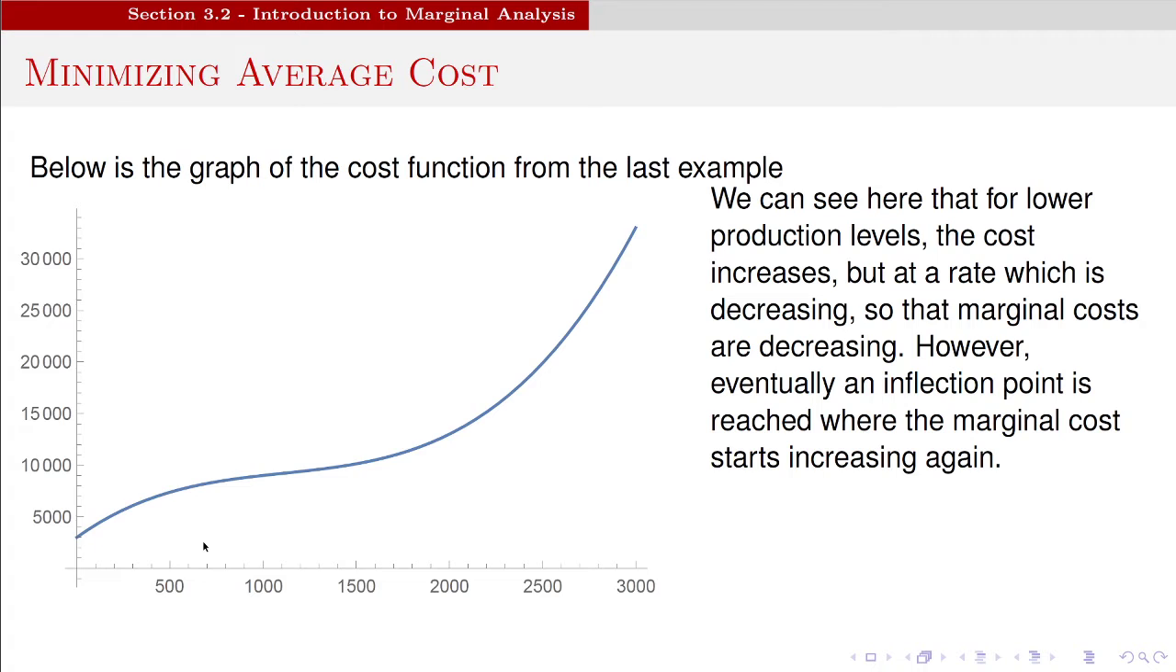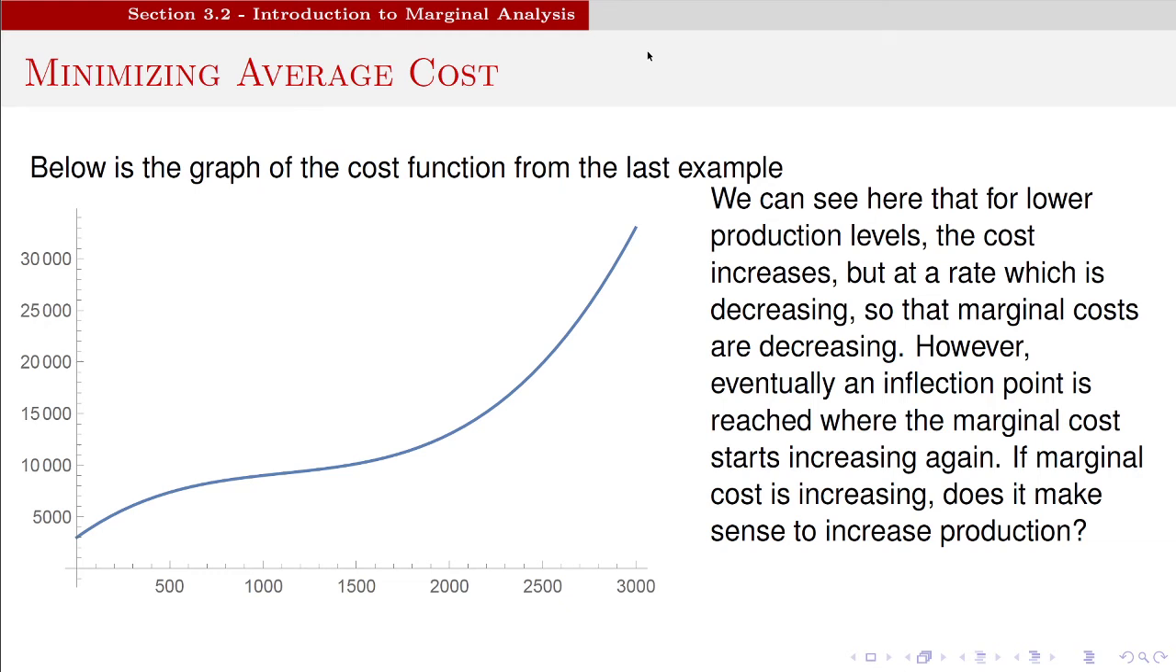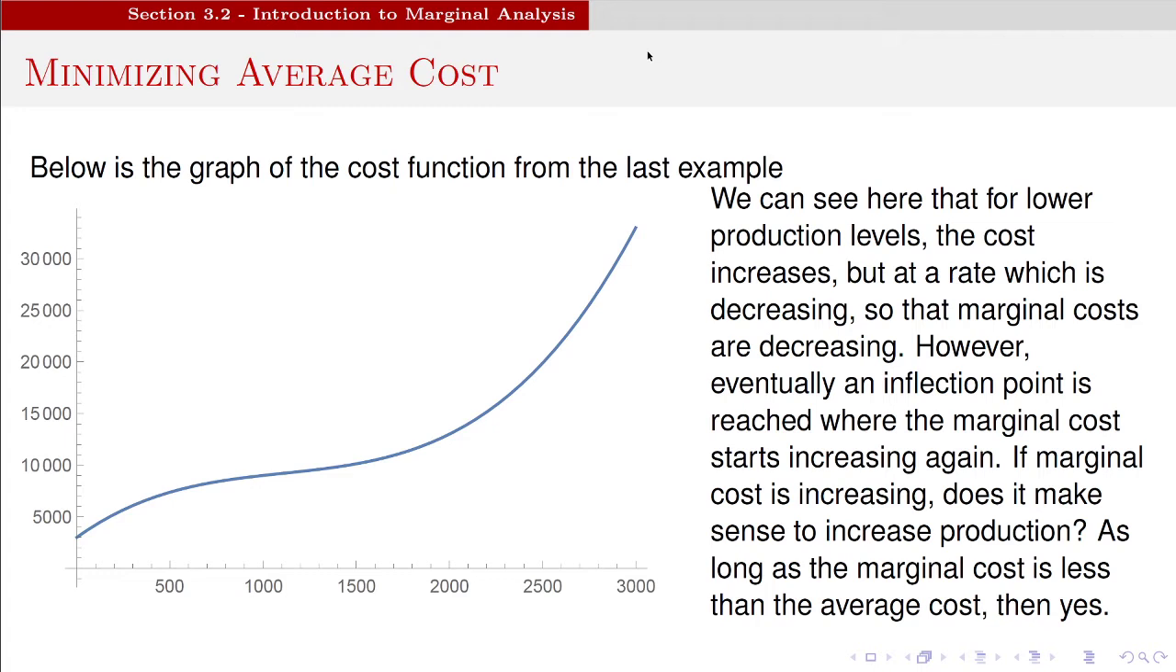All right. Well, then what we can ask though is at some point here, this marginal cost starts going up again. Should we keep producing if the marginal cost goes up? Does that make sense to do? Well, the answer isn't immediately obvious, but the answer is yes, but only if that marginal cost is less than your average cost.